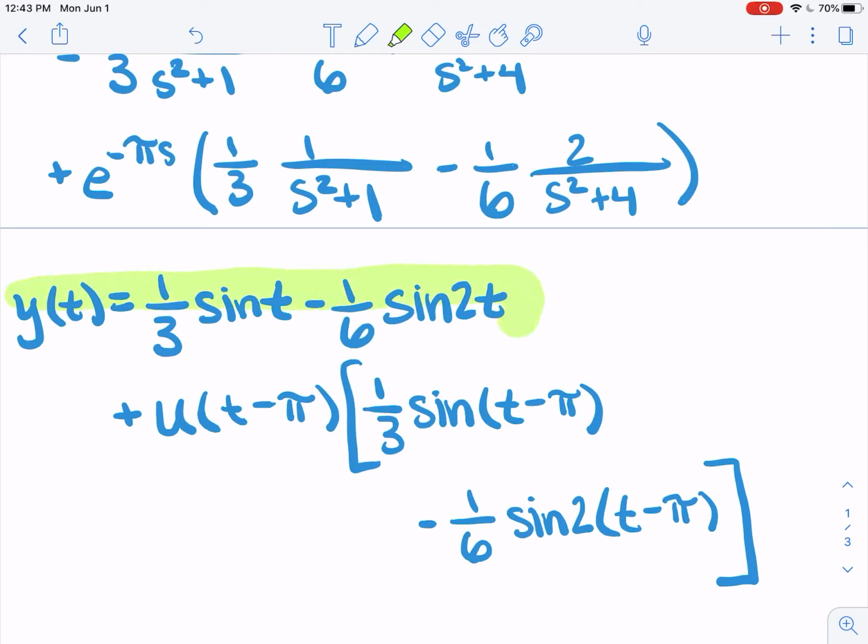And it's big, I guess, and maybe ugly. But what we do have in this solution, as part of this solution, is a step function. We do have something turning on at time pi. So an extra thing happens at that time, which makes sense because we were turning on some extra forcing at that time. So it makes sense to see a response in the solution with a step function u of t minus pi.